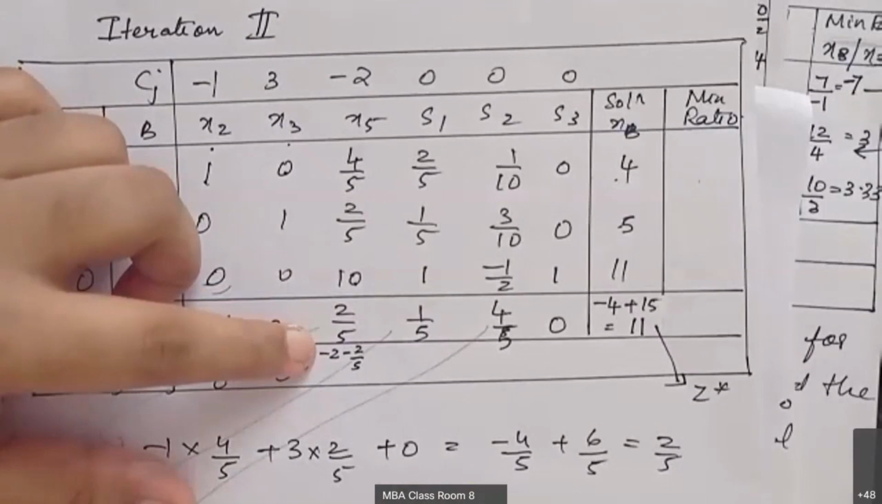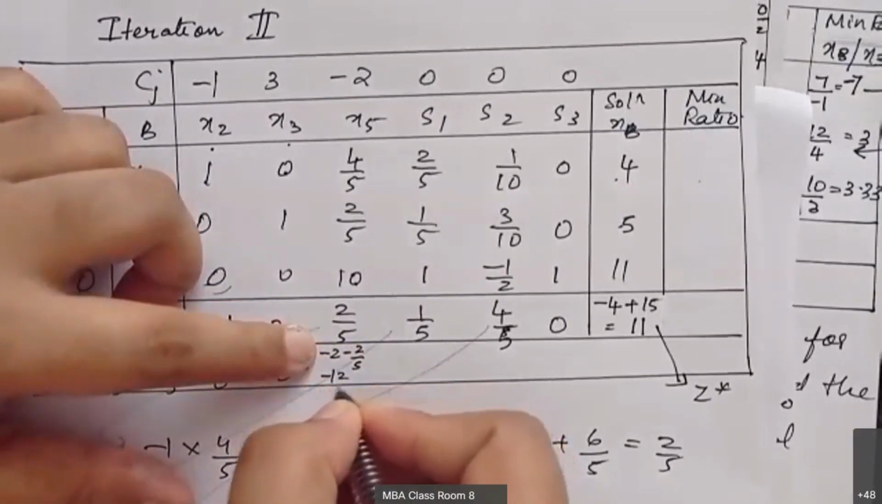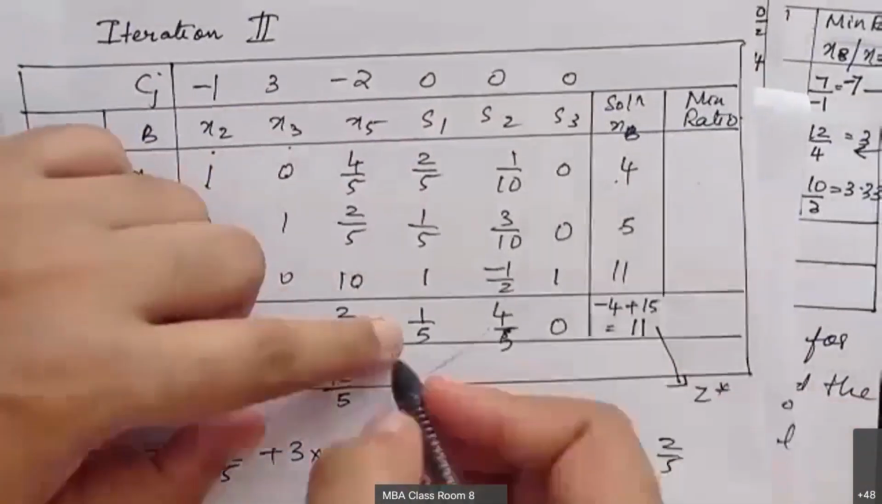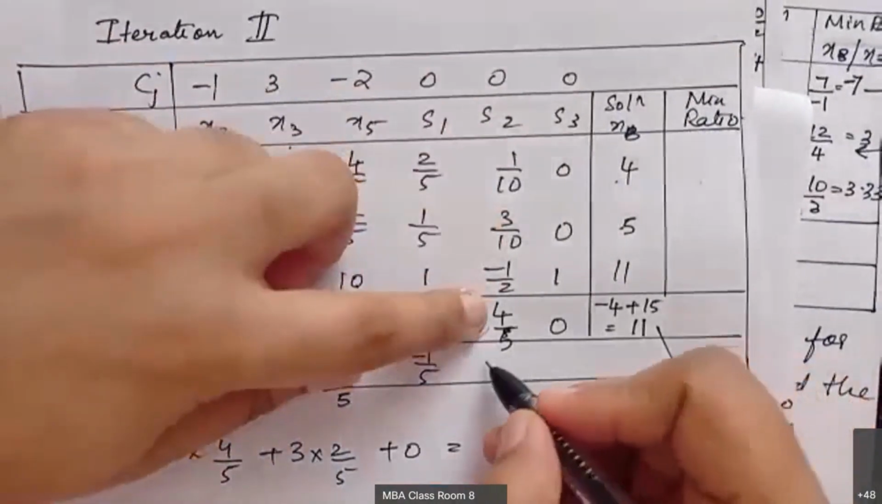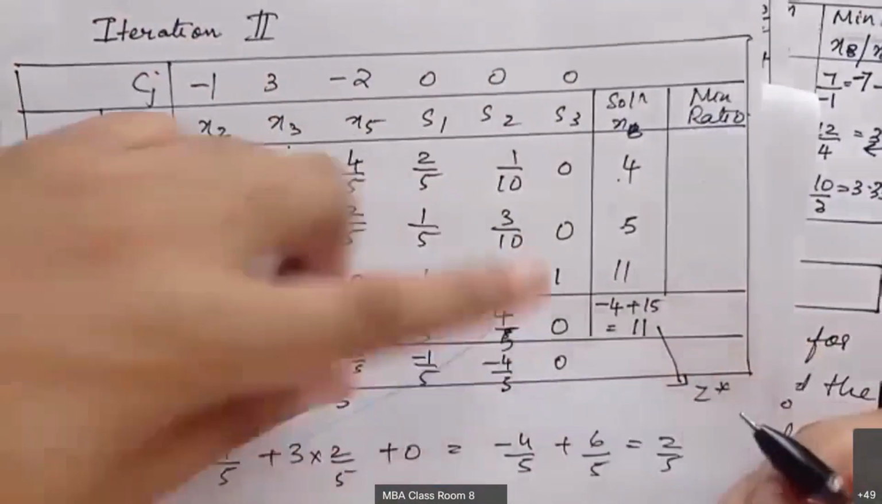Which is minus (10 minus 2) whole divided by 5, which is minus 12 by 5. Okay, next one, 0 minus 1 by 5, that is minus 1 by 5. 0 minus 4 by 5, that is minus 4 by 5. 0 minus 0, which is 0.